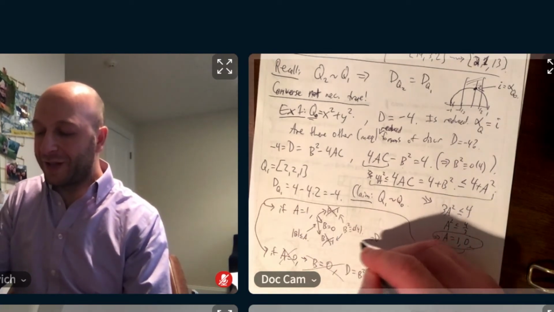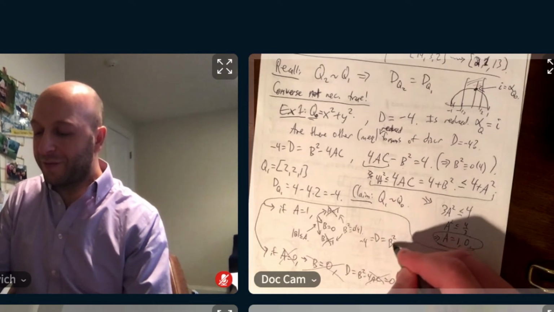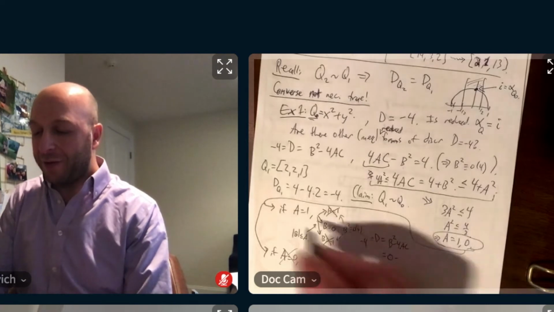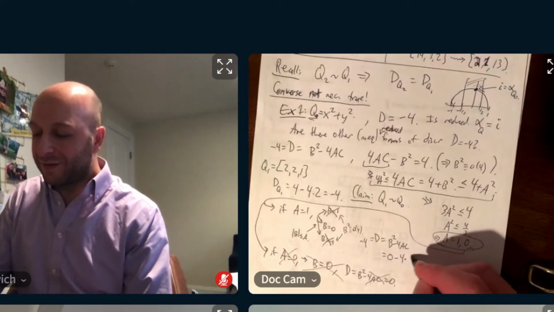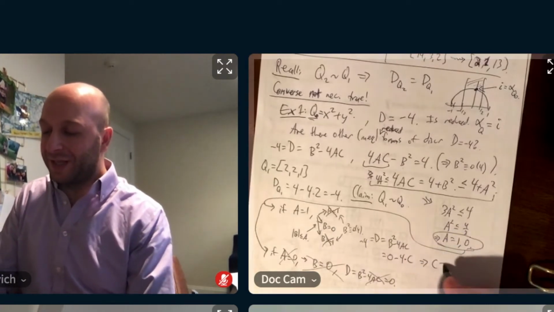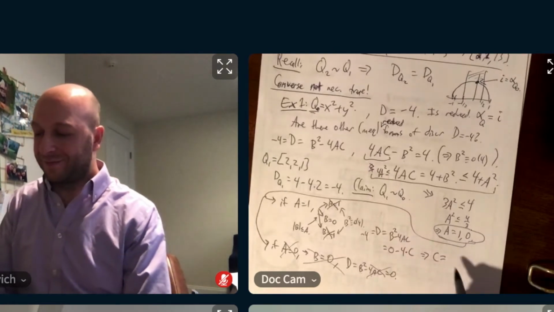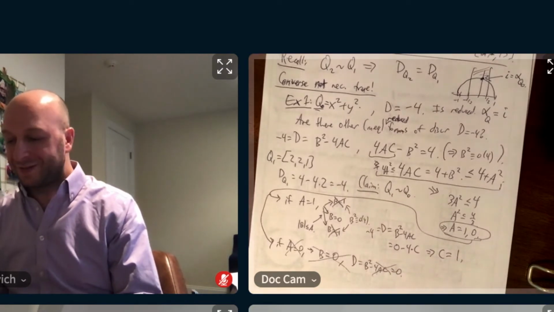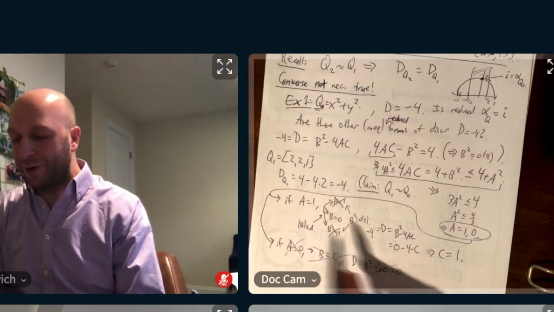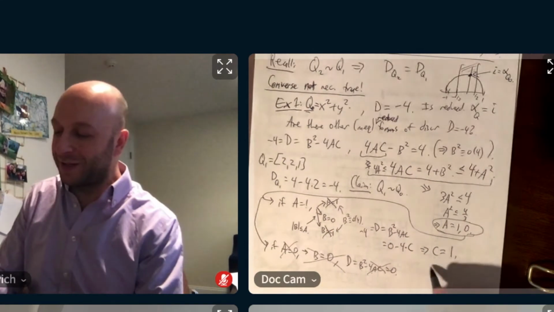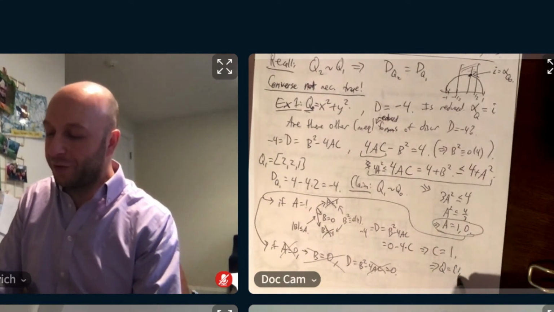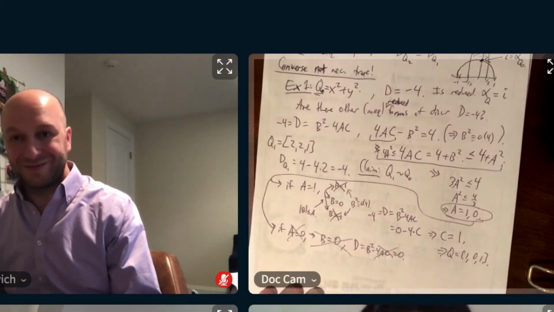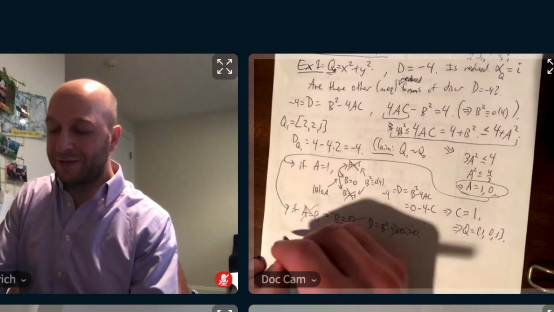So D, which is negative 4, is equal to B squared minus 4AC. Now we just solve for C. B we said was 0, A we said was 1. So C is 1. So what have we proved? What's the form 1, 0, 1? That means that Q, the only reduced form, is 1, 0, 1. But that's x squared plus y squared. So we just proved a lemma.